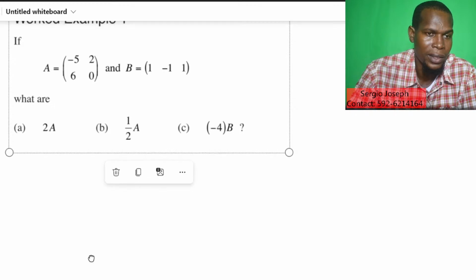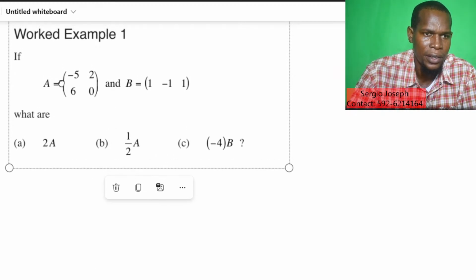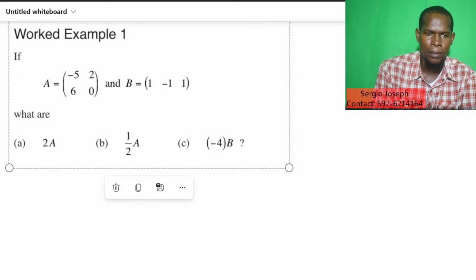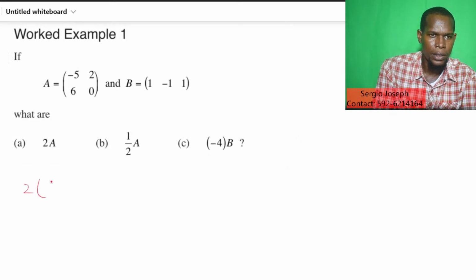So, well, we gotta work it. So look, these are 2 matrices. We have A and B, and they give you the question, what is 2A? So 2A means 2 times the matrix A. So let's set that up quickly and get going. So for example, that is 2 times minus 5, 2, 6 and 0. And so we have 2 times minus 5, white space, 2 times 2, come down to the next row, 2 times 6, white space, 2 times 0.